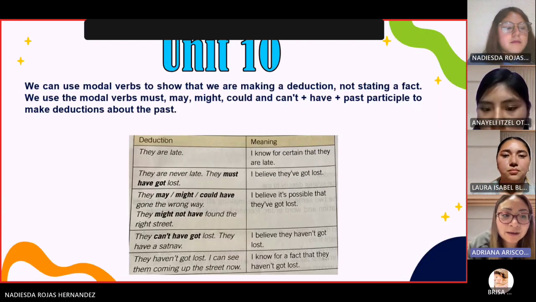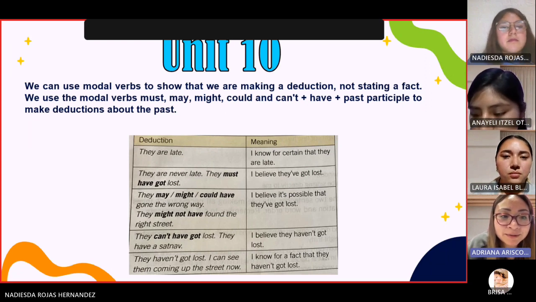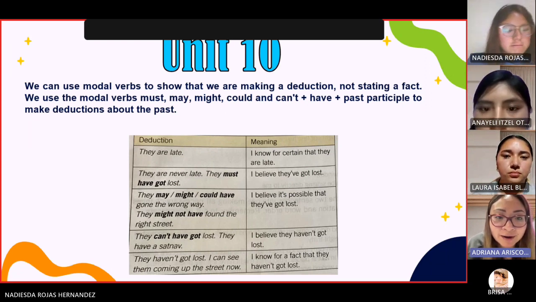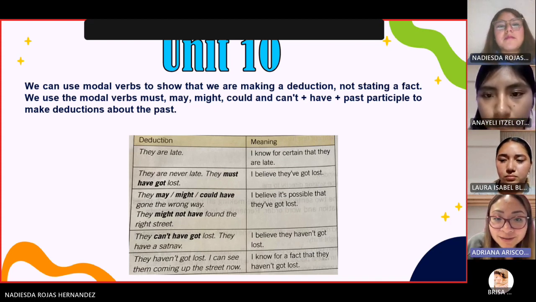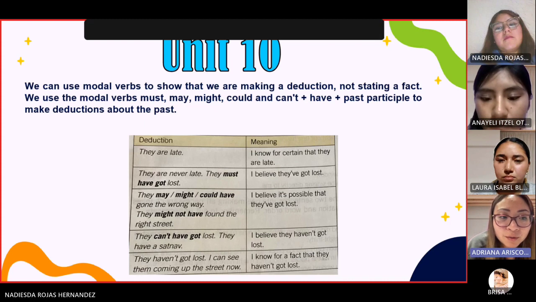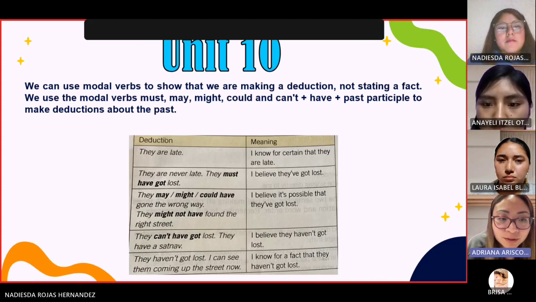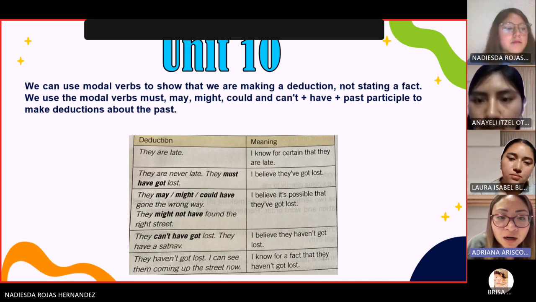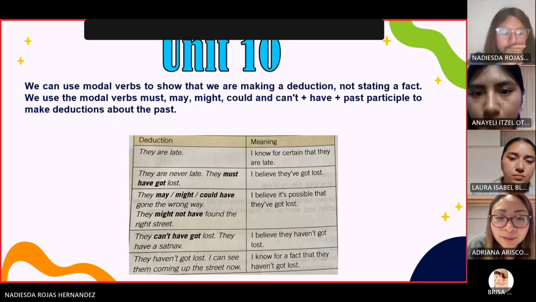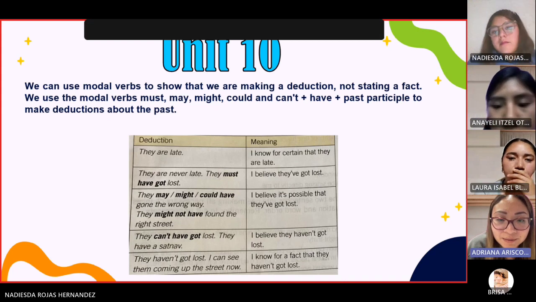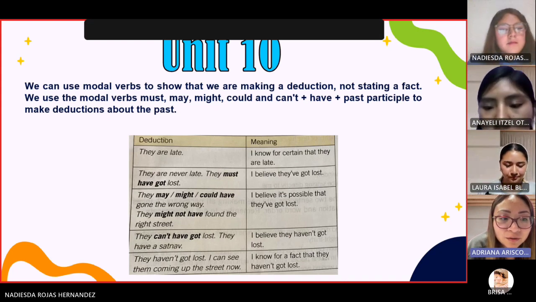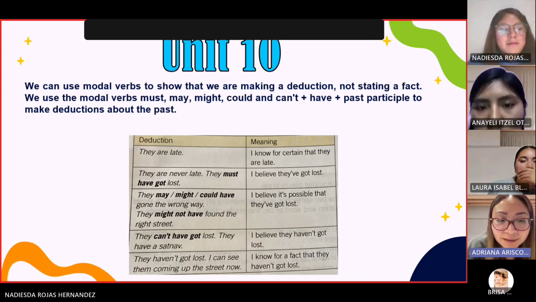Unit 10. We can use modal verbs to show that we are making a deduction, not stating a fact. We use the modal verbs must, may, might, could, and can't, plus have, plus past participle, to make deductions about the past.